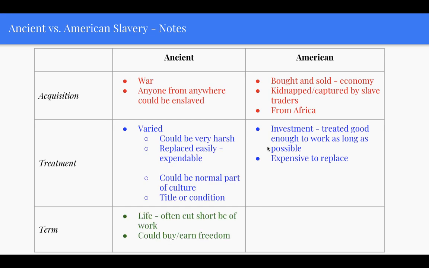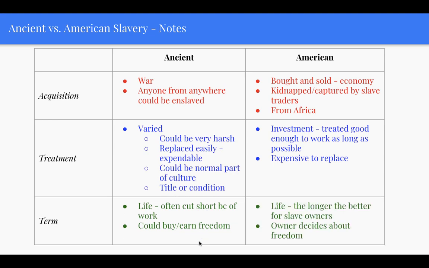Finally, term. Life, often cut short because of work. So in ancient times, people did serve for a life term, but if the work was done, like the building of something, sometimes the term was cut short and the person was released. And a person could also buy or earn his or her freedom by the work that they did. So freedom could be achieved.